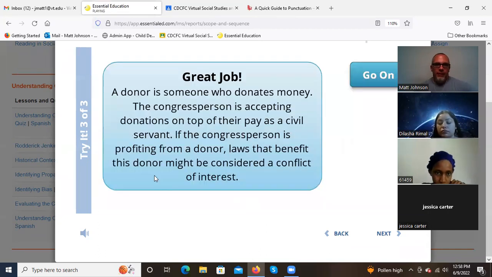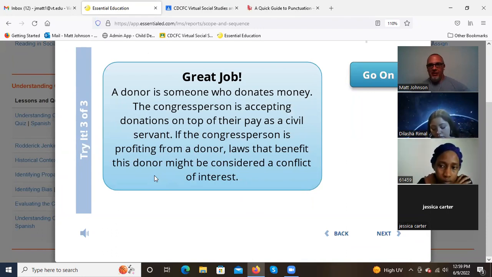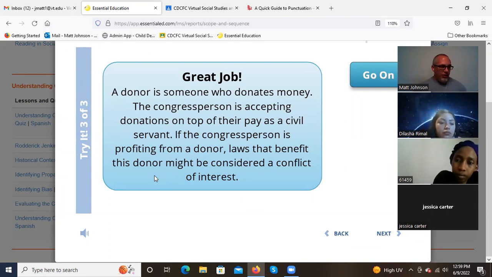Great job. A donor is someone who donates money. The congressperson is accepting donations on top of their pay as a civil servant. If the congressperson is profiting from a donor, laws that benefit this donor might be considered a conflict of interest. To clarify that as well, a donor is going to donate to their campaign, to their office. If a donor is bribing a congressman or a senator, that's an automatic problem. That's going to get you in big trouble if they're greasing your palm for legislation. But what this is talking about here is just donating to your campaign for reelection or whatever it may be, which is always on the up and up.